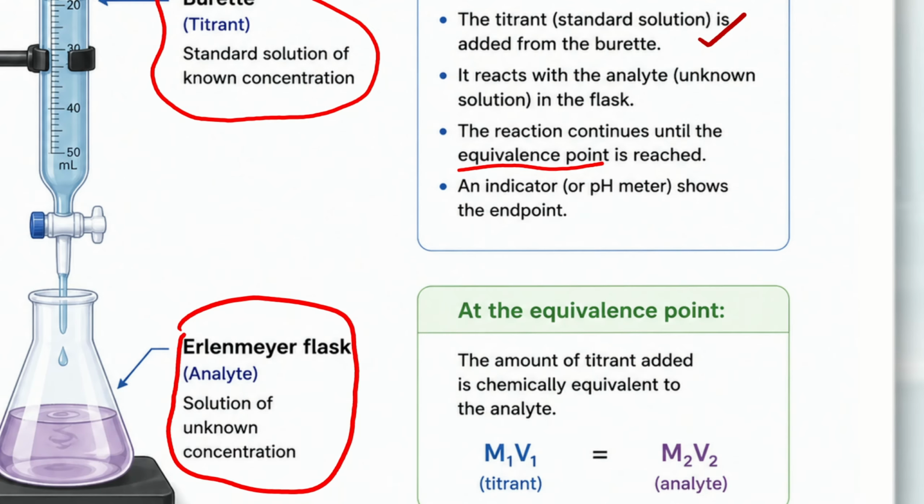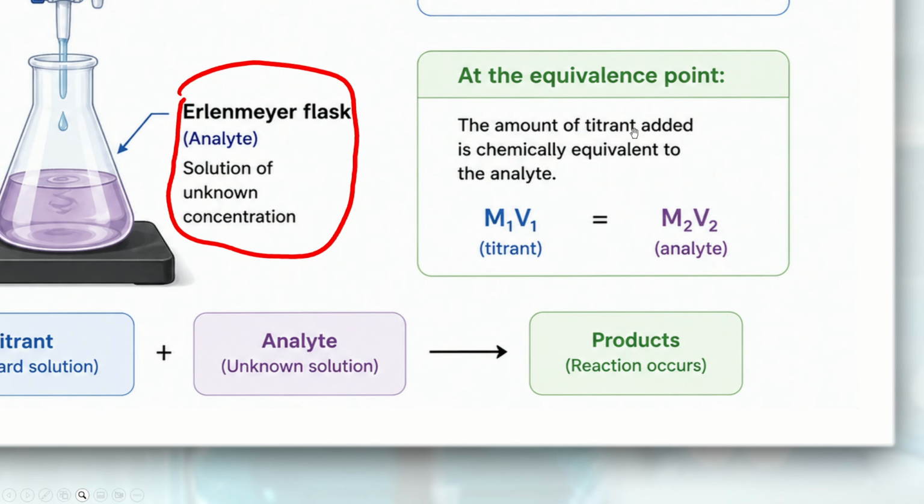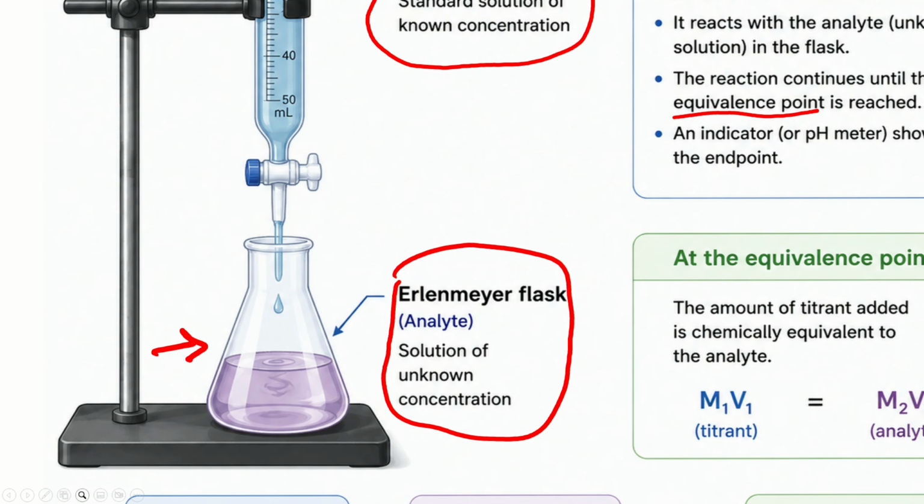Okay, so at the equivalence point, what do we need to know? At the equivalence point, the amount of the titrant that has been added is chemically equivalent to the analyte. Remember that before we begin our titration, we start with an analyte inside the flask. The analyte has a certain number of moles, and we don't actually know it. We don't know the number of moles, we don't know the volume, we don't know the concentration. That is the analyte. So initially, we are sure that inside the flask we have an analyte, and we don't know its values for number of moles and concentration.